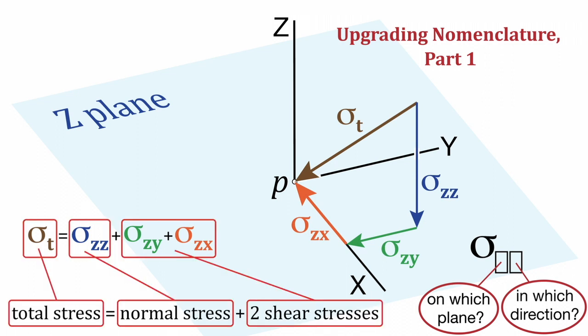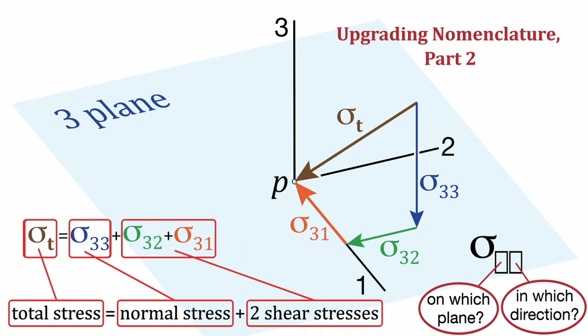Total stress equals normal stress plus 2 shear stresses. And those are all the stress components acting on the z-plane as a result of the total stress vector sigma t. Now, let's back away from the XYZ nomenclature and do something that at first just seems irritating, but it will pay dividends down the line.